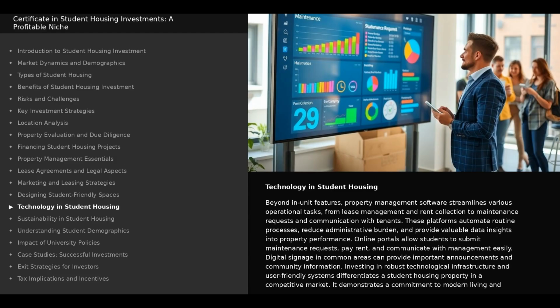Investing in robust technological infrastructure and user-friendly systems differentiates a student housing property in a competitive market. It demonstrates a commitment to modern living and operational excellence, ultimately contributing to higher tenant satisfaction and retention rates.